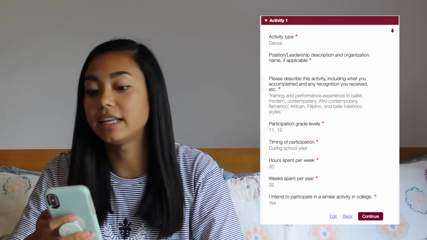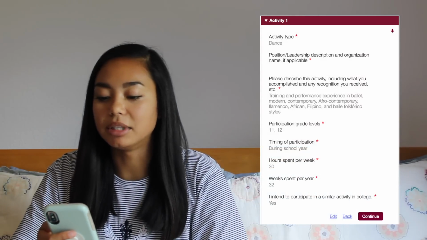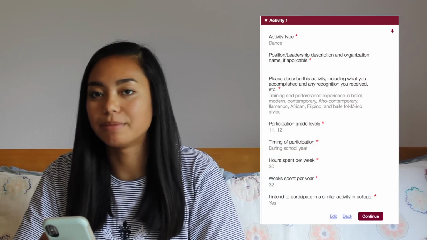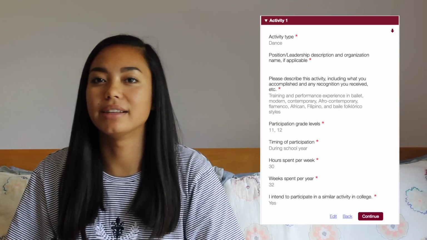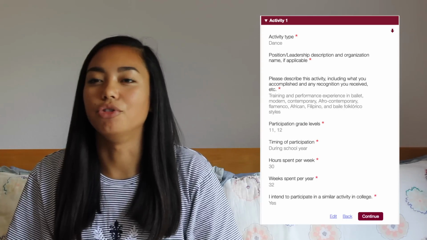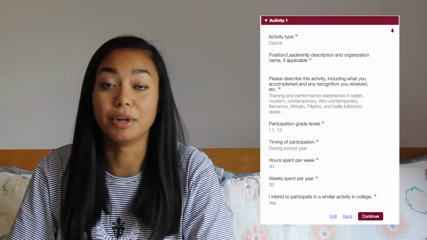So this first activity, activity type was dance, and then the position was leadership. This one was my dance ensembles that I was in at my school, so it's my school name, and then dance ensembles. I was actually in two separate ensembles, junior and senior year, but I didn't have enough room to put them both as separate ones, and since it's the same idea, like what you're doing in each ensemble, I just decided to put them in the same one.